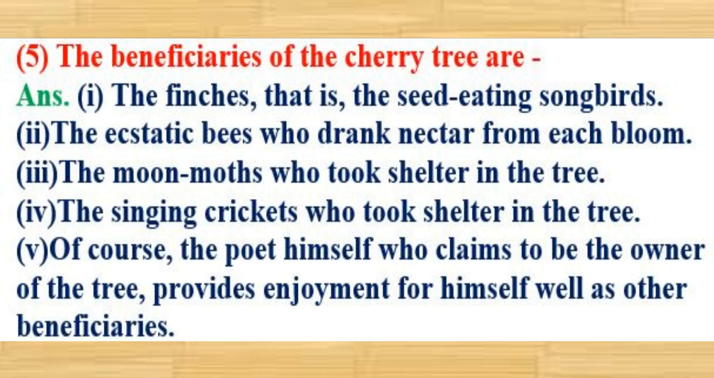Next, the ecstatic bees who drank nectar from each bloom. Next, the moon moth who took shelter in the tree. Next, the singing crickets who took shelter in the tree. Next one, of course, the poet himself, who claims to be the owner of the tree, provides enjoyment for himself as well as other beneficiaries.